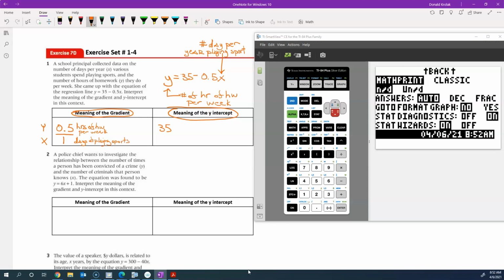All right, now once you see that, you can kind of put this into a sentence. For every day of playing sports, you get a half-hour of homework. Or you could write a half-hour of homework for every day playing sports. So in other words, 0.5 hours of weekly homework per 1 day playing sports. And that's the meaning.